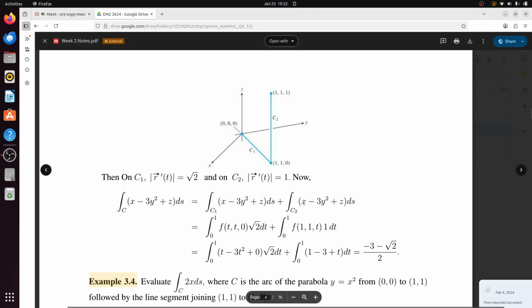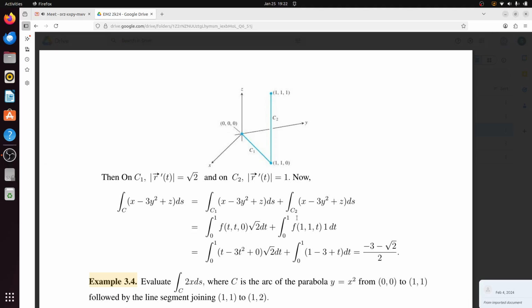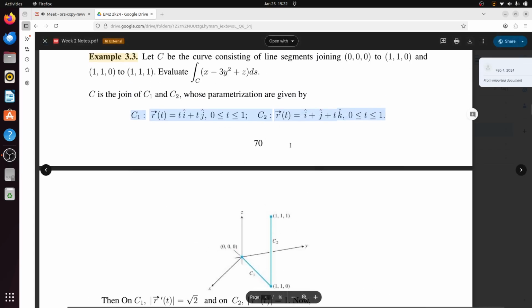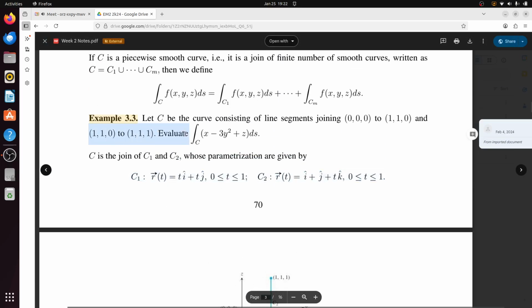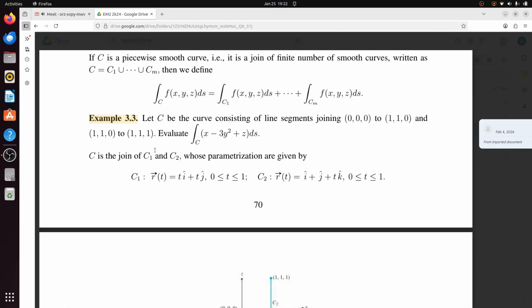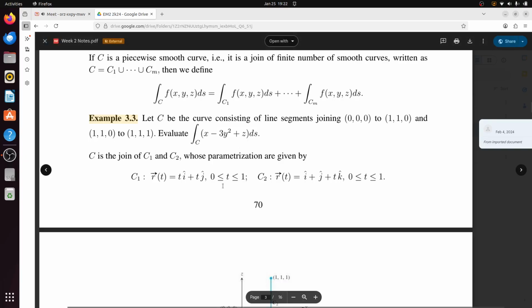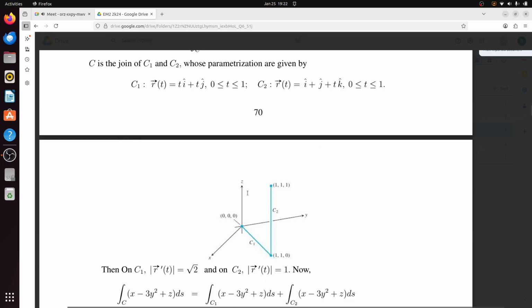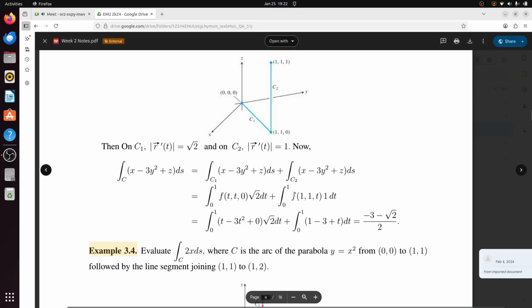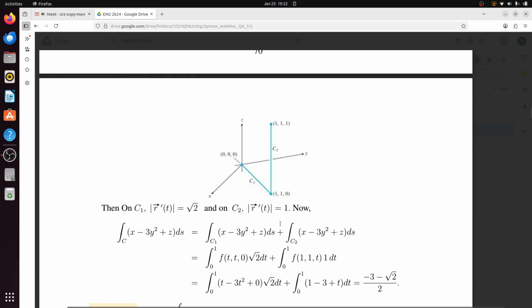Which one, this integration over c2? Yes sir. Okay, this is very easy. C2 means you are moving from 1 1 0 to 1 1 1, so your x and y are fixed at 1, only your z is changing. In both the points your x and y coordinates are the same, so you just put x equal to 1, y equal to 1 in this expression and vary your z from 0 to 1 and take the parametric representation as t.